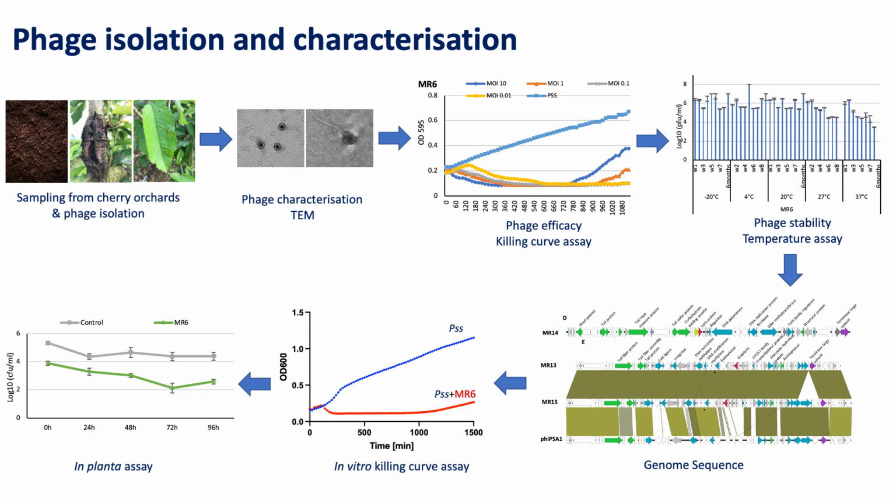I'm not going to go into detail. So again, we went to cherry orchards, we found phages, we did all this characterization, we genome sequenced them, and we did a lot of killing curve assays and plant assays. We found 70 phages and genome sequenced them, and based on the genome sequencing we narrowed the phages down to 5 phages. I call these the MR phages. They come from my name, Mojgan Rabiey.